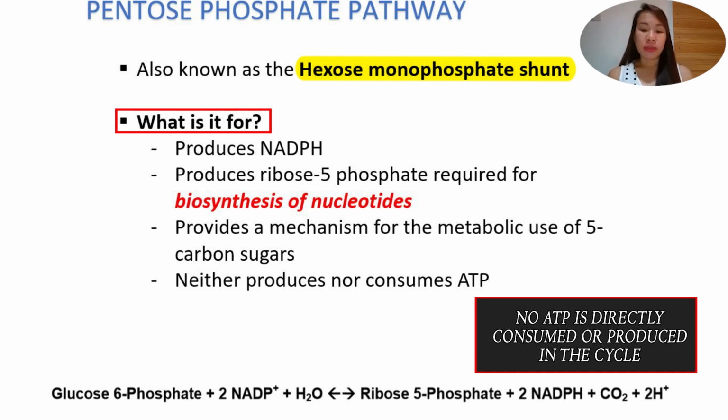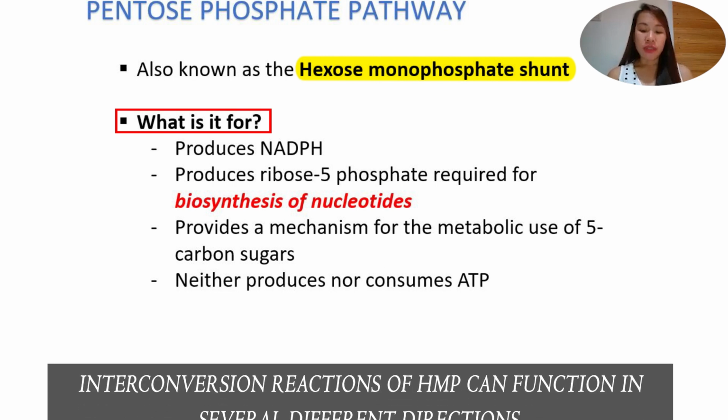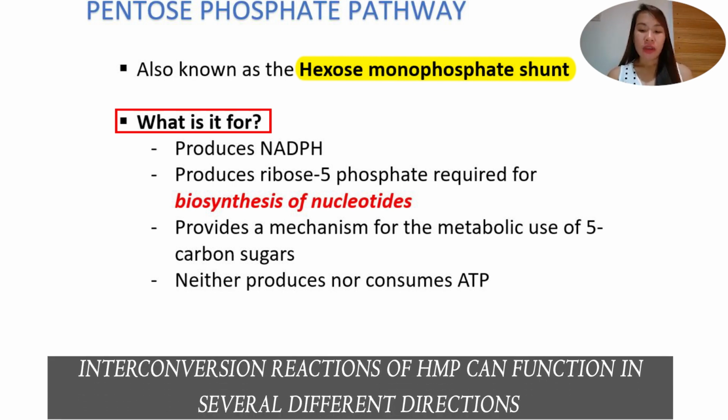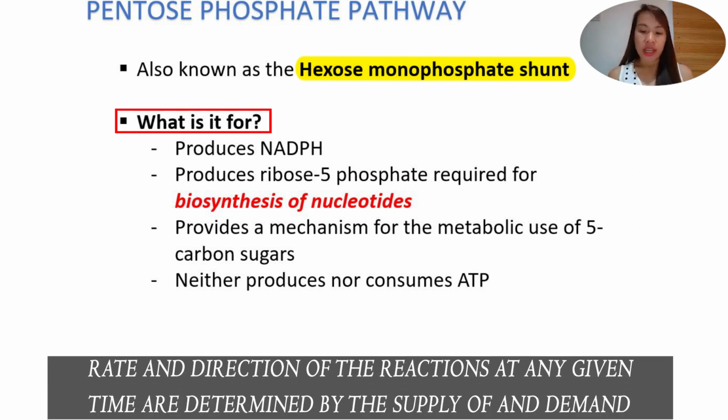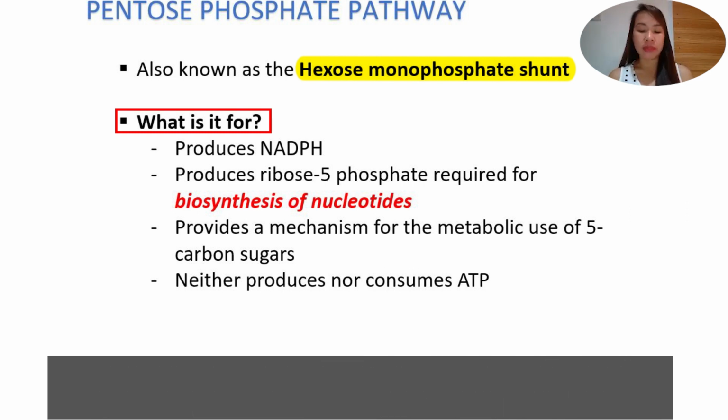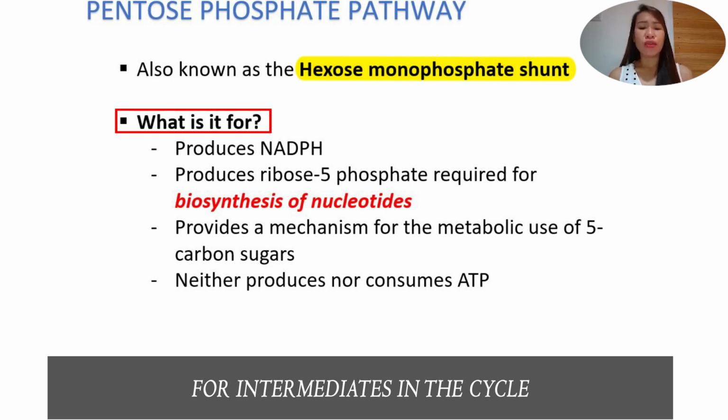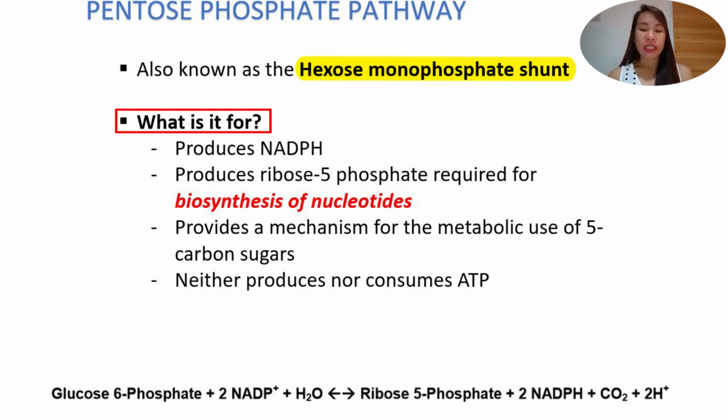Here, interconversion reactions of the hexose monophosphate pathway can function in several different directions. The interconversion, we will understand more later. The rate and direction of the reactions at any given time are determined by the supply of and demand for intermediates in the cycle. This is true for all pathways, class. It will depend on the presence of the intermediates that are being used in the cycle.